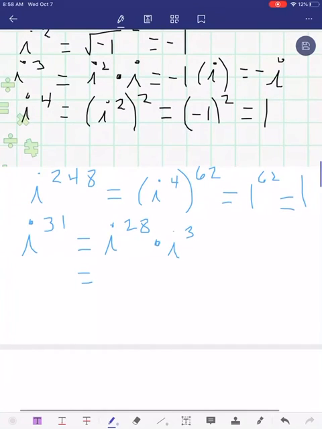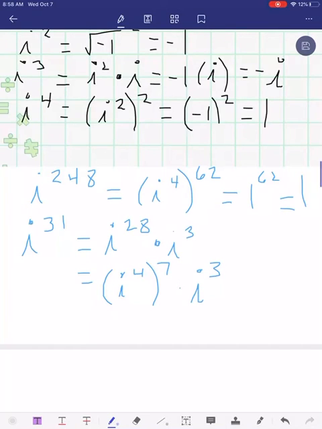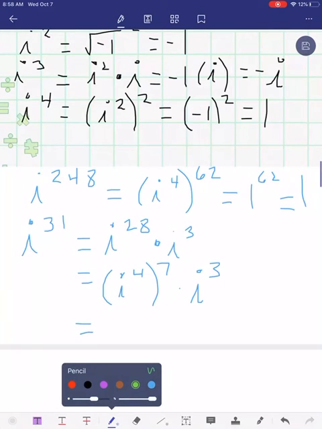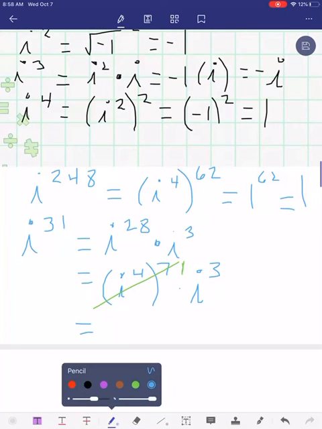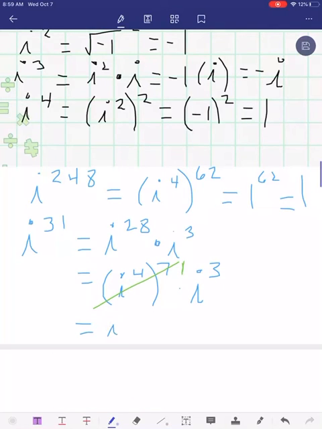And like I said, the reason we want to do this is because now we can do with the 28 what we did with our 248. We can rewrite this as i to the 4th to the 7th. And then we have an i to the 3rd left over. Well, notice that just like before, this i to the 4th to the 7th is just going to give us 1. So then we're just going to have i to the 3rd left over, which again, using our little chart, gives us negative i.